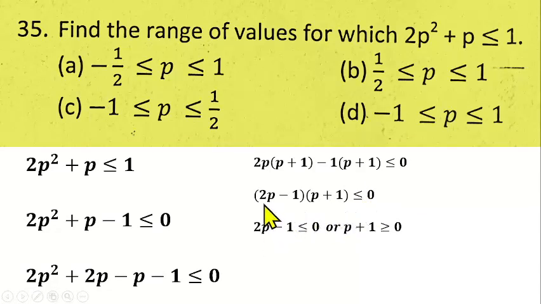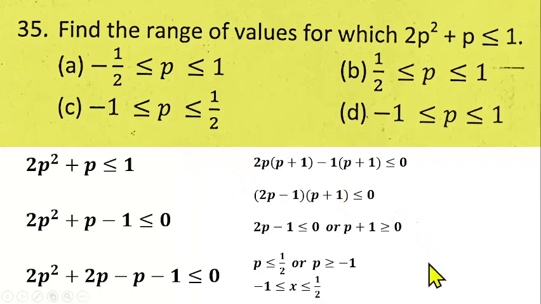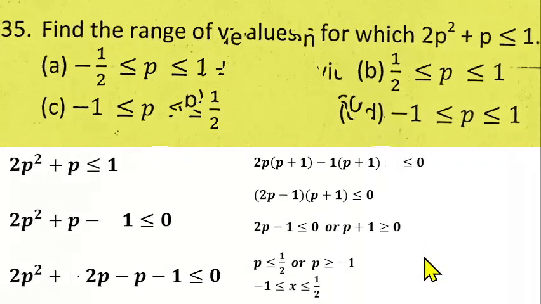So in this case, we say this one is less than or equals to 0, or this is greater than or equals to 0. From there, you can now simplify further. You have 2p less than or equals to 1, divided by 2. You have p is less than or equals to half, or p is greater than or equals to minus 1. So if you combine them together, that should give us minus 1 is less than or equals to p, less than or equals to half. So I think option C is the correct option for question number 35.